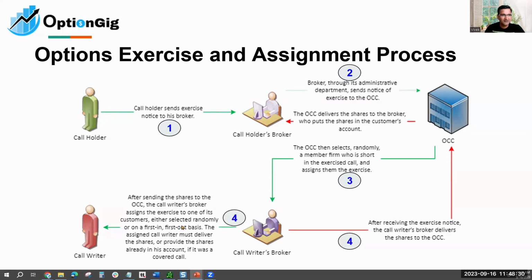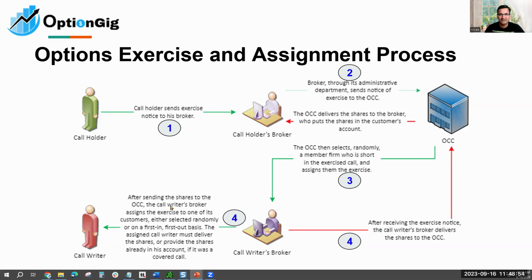Now, for the option seller brokerage, there are millions of option sellers on that brokerage firm, and hundreds or thousands of them could have sold the XYZ call at 50. They will randomly pick, maybe either on a first in, first out basis, or it could be random. They pick a name and say, okay, you are assigned this.